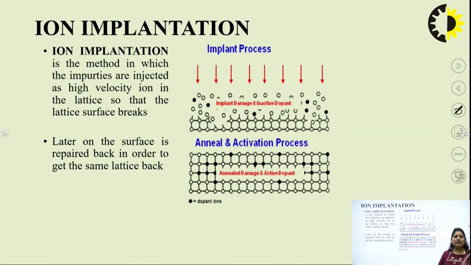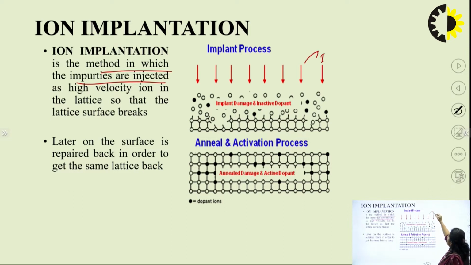The second one is ion implantation. Ion implantation is the method in which the impurities are injected at a very high velocity in the form of ions into the lattice so that the lattice surface breaks. We can see from the figure that there is a lattice surface, implant damage and inactive dopant when there is ion implantation.